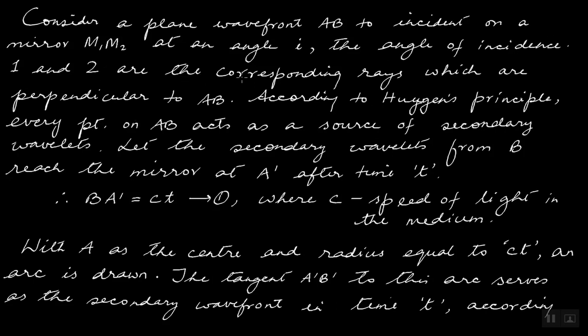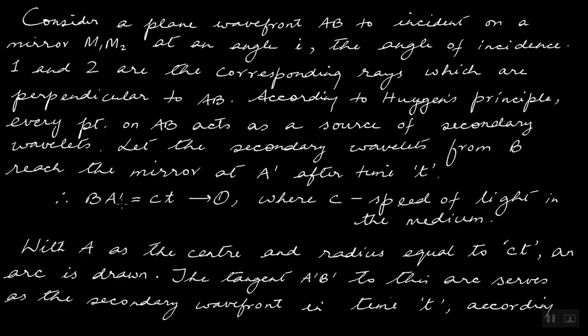1 and 2 are the corresponding rays which are perpendicular to AB. We know that always the rays of light are perpendicular to the wavefront. According to Huygens' principle, every point on AB acts as a source of secondary wavelets. Let the secondary wavelets from B reach the mirror at A dash after time t.